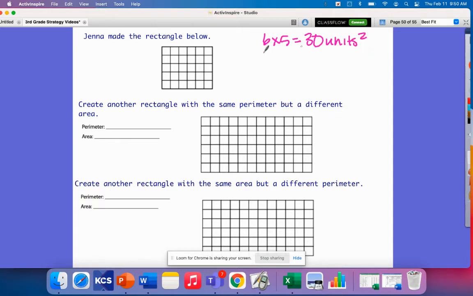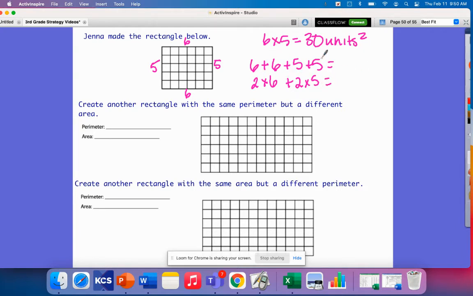Units squared. So if it is 6, this side also is 6, this is 5, and then this side would also be 5. So if I add these up, 6 plus 6 plus 5 plus 5, I can also do 2 times 6 plus 2 times 5. Either one of these will give me the same measurement.